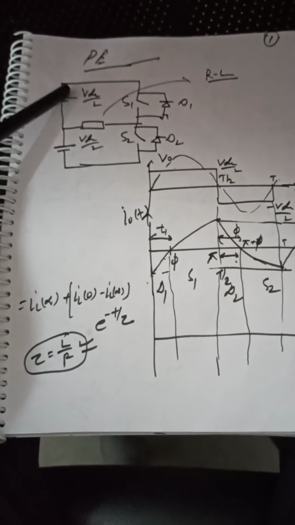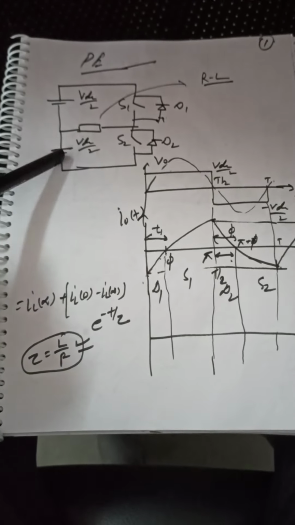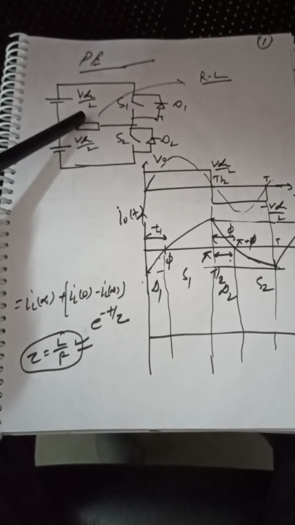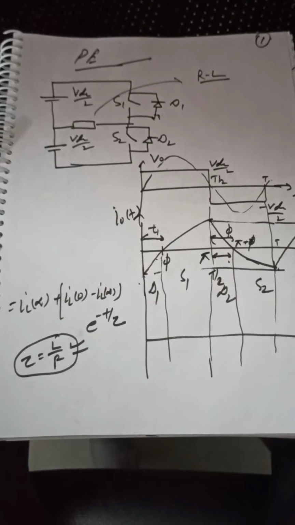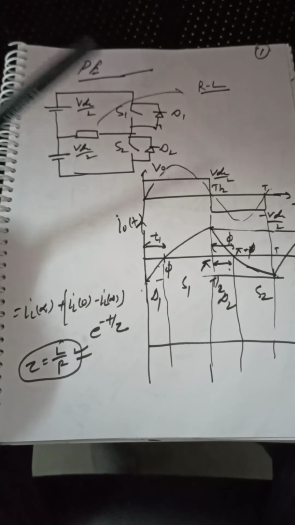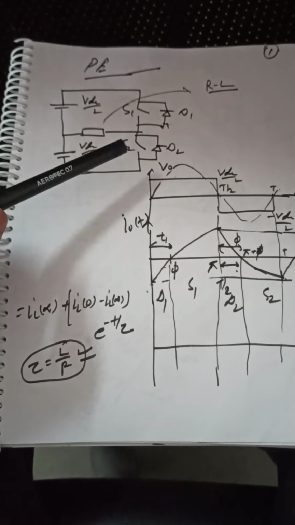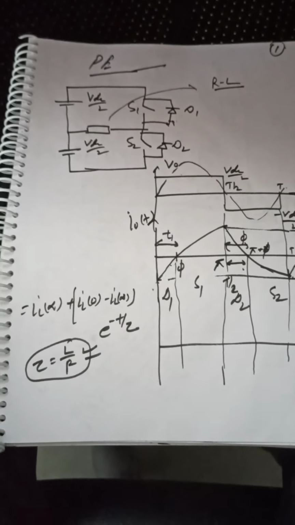It consists of one voltage source, another voltage source having magnitude VDC by 2, the switches S1 and S2, having anti-parallel diodes D1 and D2 across the switches, and this is the load, that is the RL load.